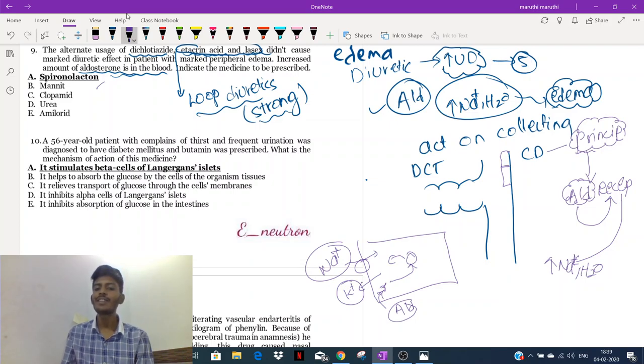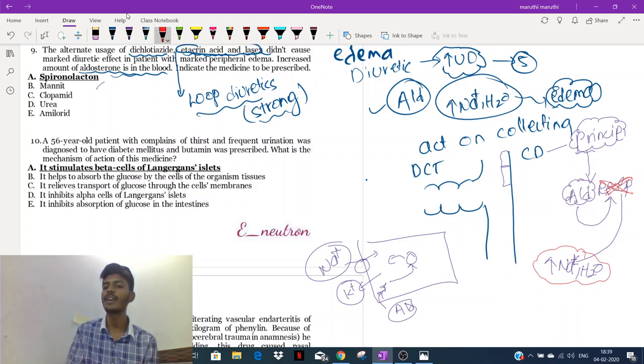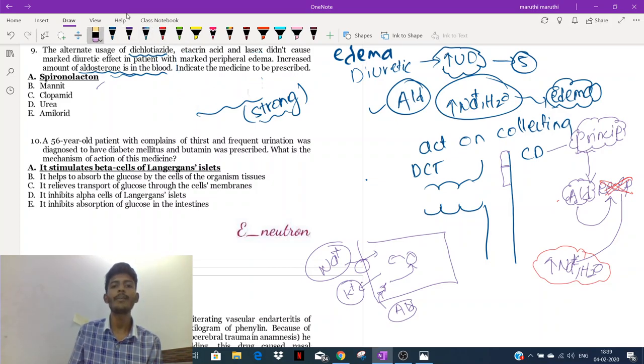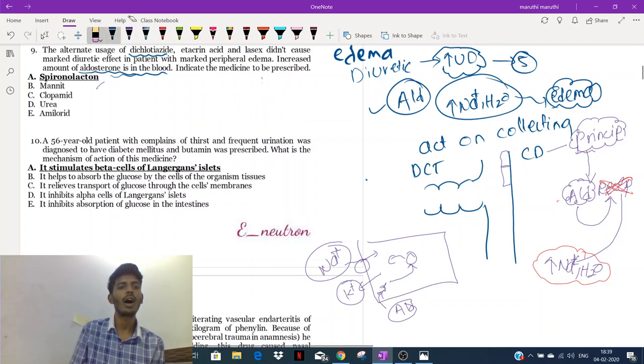Now, I can do one simple thing. The simple thing is to block this aldosterone receptor. If I block the aldosterone receptor, even if the aldosterone is there, that won't work. Receptor won't work. If receptor won't work, sodium and water will not remain in the body. If sodium and water will not remain in the body, edema will be treated. Now, which of the drugs will block the aldosterone receptor? So I will call them what? Aldosterone antagonist. Aldosterone antagonist is nothing but a blocker for the aldosterone receptor. So aldosterone antagonists include, we have one drug called spironolactone.